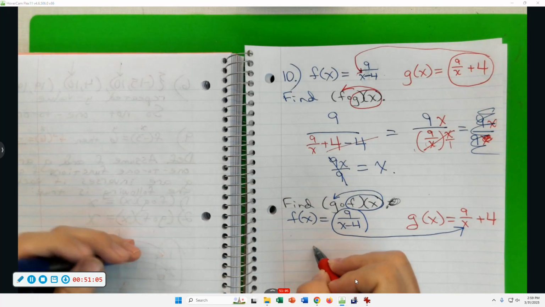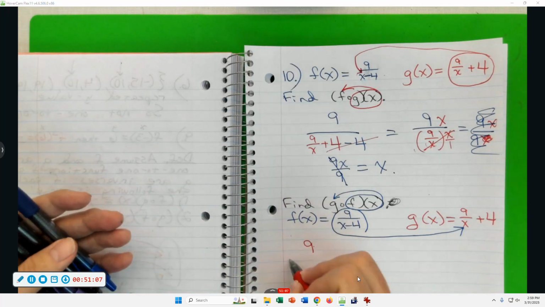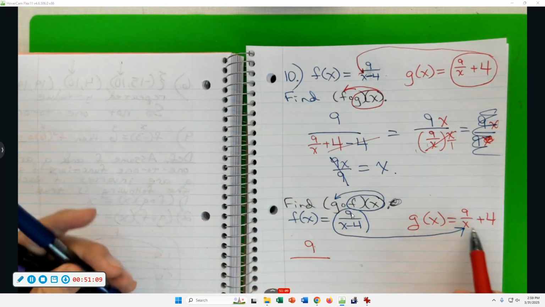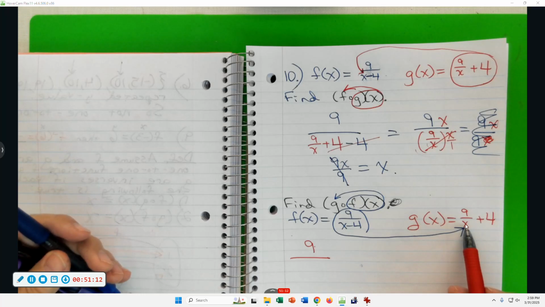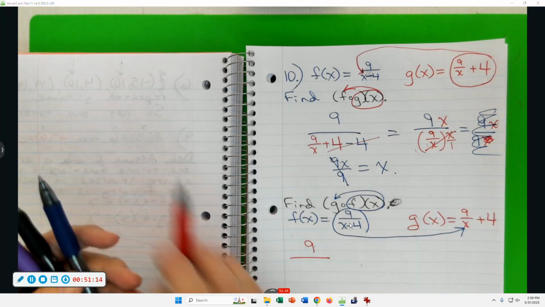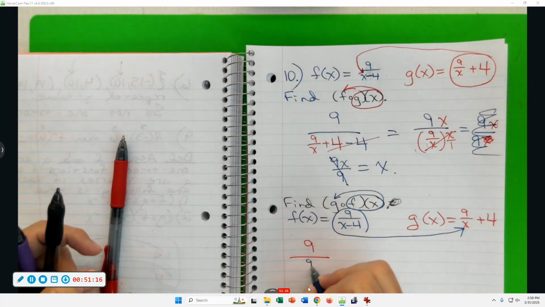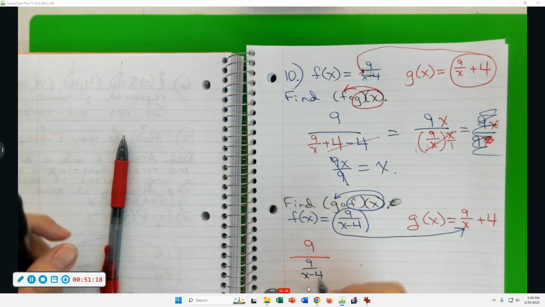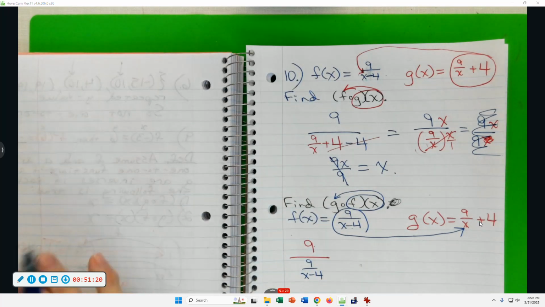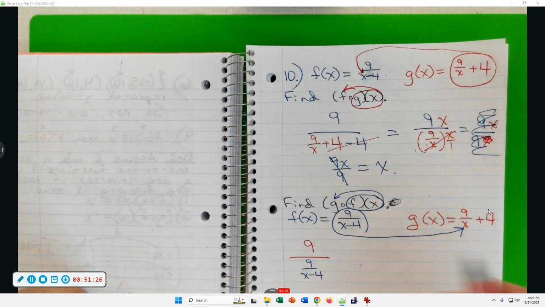So we have a 9 over, in place of that little red x there, we're going to write the blue fraction 9 over x minus 4. But we still have something else stuck on out there. What is it? That red plus 4.